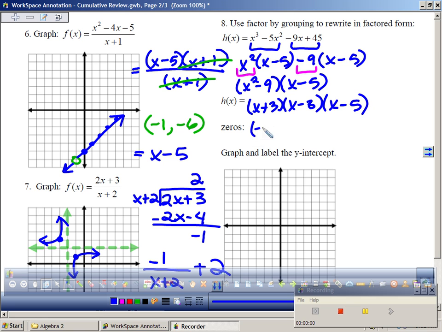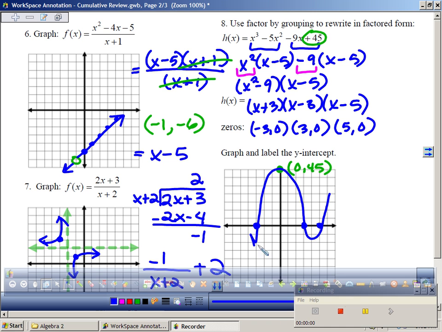So my zeros are negative 3, 0, positive 3, 0, and positive 5, 0. So I'm at 1, 2, 3, there's negative 3, there's positive 3 and positive 5. My y-intercept is right here. So I don't have really the right scale, so I'm just going to put it way up here and say it's at 0, 45. Since it's a positive function, I'm going to start positive, and then it's just a rough sketch.